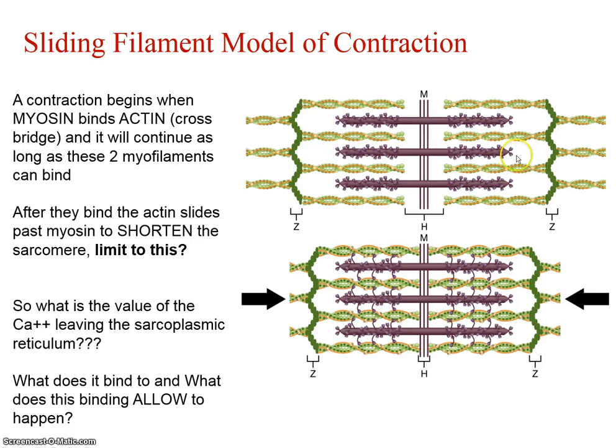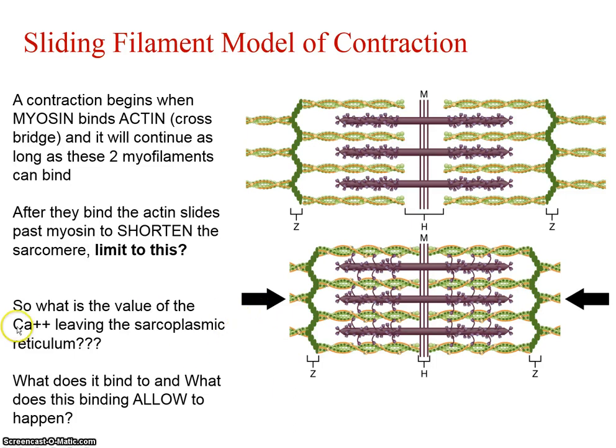Our contractile cycle begins when myosin and actin can make contact, and it will continue as long as these two can make contact. Right after they bind, the actin will slide past the myosin to shorten. Yes, there is a limit to this, and we'll see this. The limit really is the end of the Z line. So muscle can only shorten so much. We do have defined limits here.